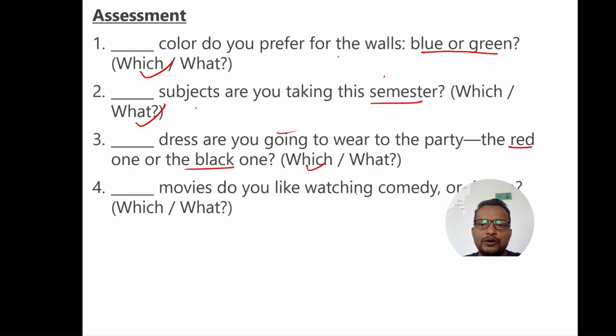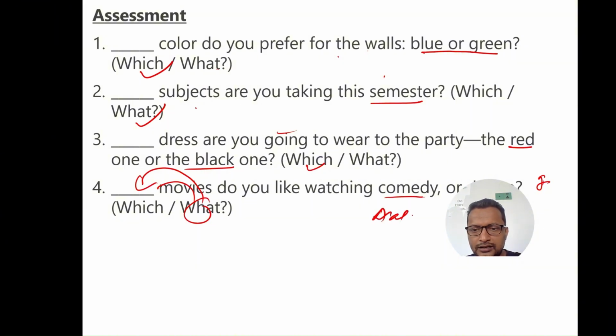___ movies do you like watching? Comedy or drama? So the tricky part is here it should be what. Why? Because comedy or drama is not specific. There could be a lot of movie genres, right? Comedy and drama are genres of movies. There could be comedy, drama, fiction, arts, crime, whatever it is. But that's why this is what, because this is not specific. But if you are giving the option, ___ movies do you like watching?